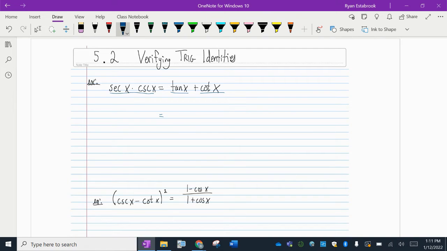And this is one of the 90% problems. Step one, get everything in terms of sine and cosine.